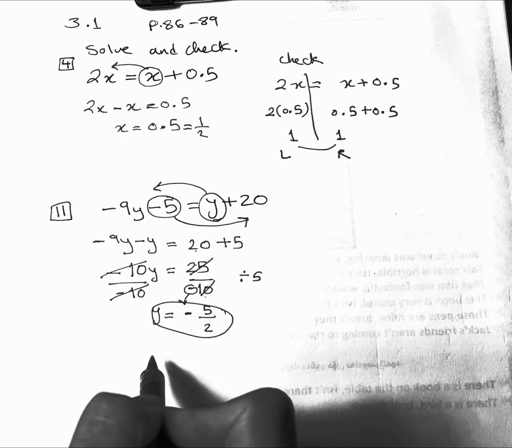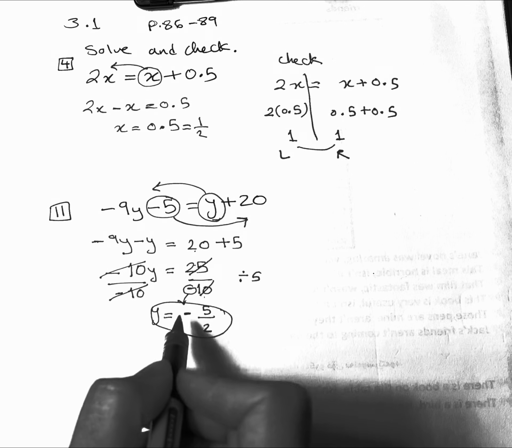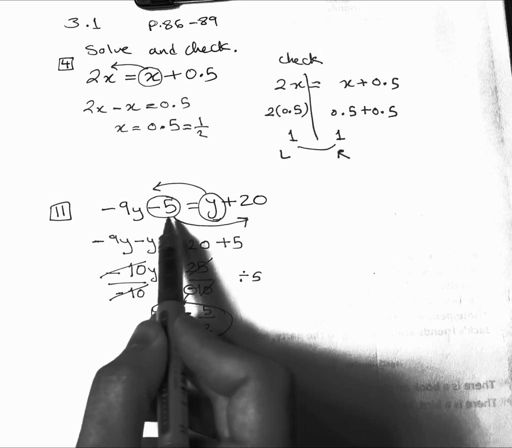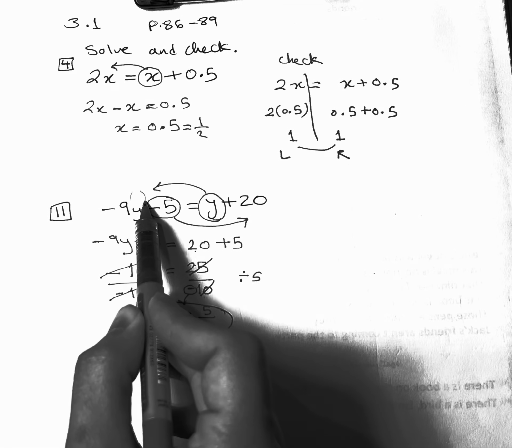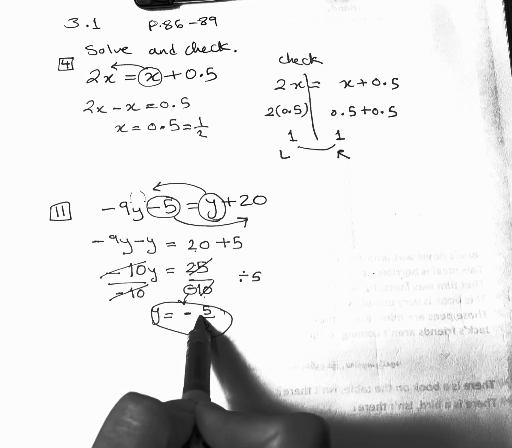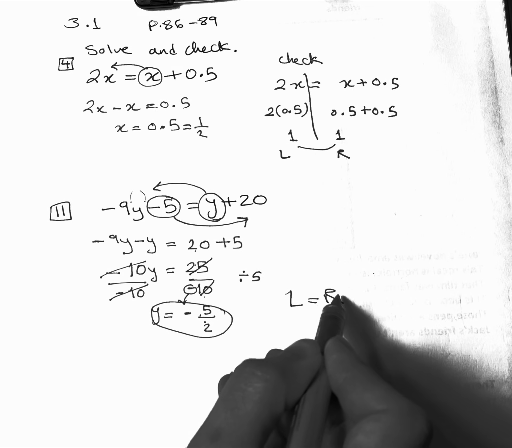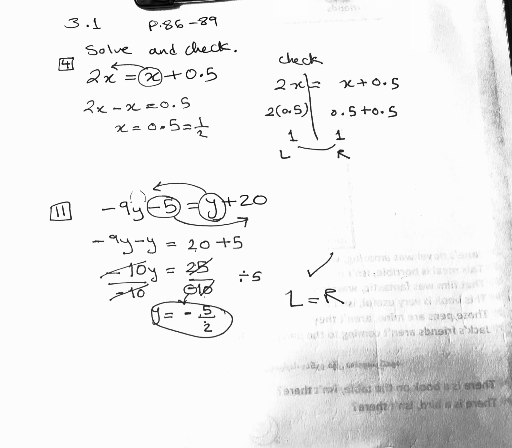And like this, dear students, for the checking also, you do the same thing. You rewrite the equation. Instead of the y, you open 2 parentheses, and you put the answer there. And if your left side equals your right side, that means your answer is absolutely correct.